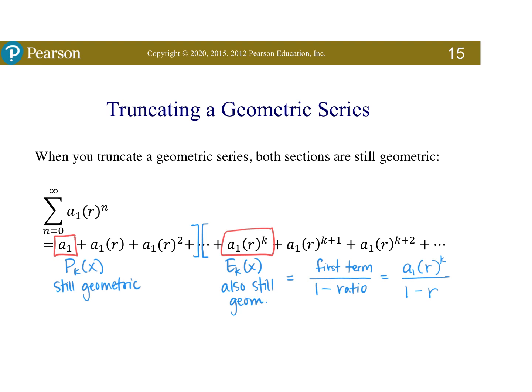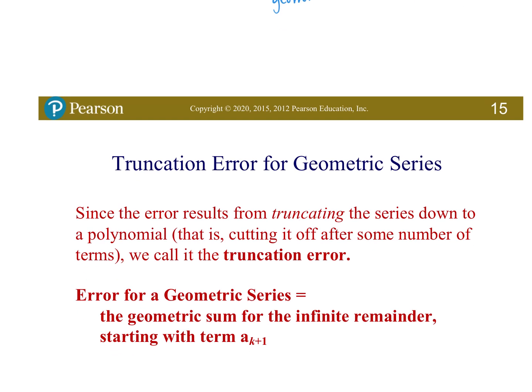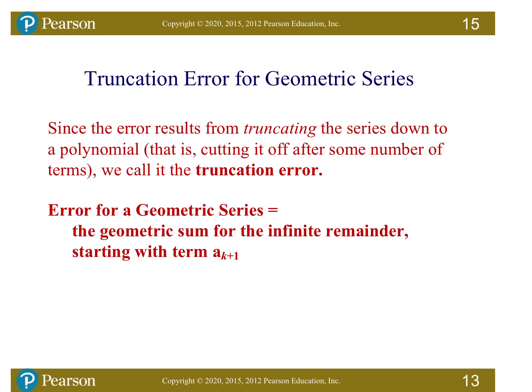Would this work for geometric power series? If it was a power series, then we would have r of x, and then this one would be r of x to the k. All right, so the geometric series starts with the term after you cut it off. It's the term right after you cut it off.